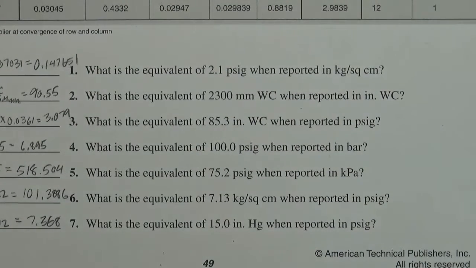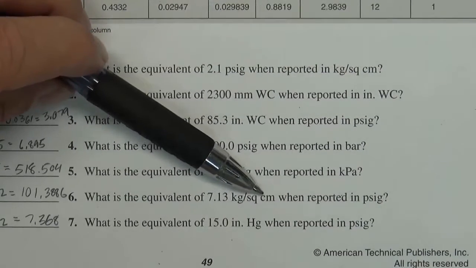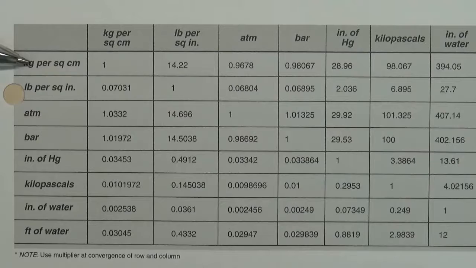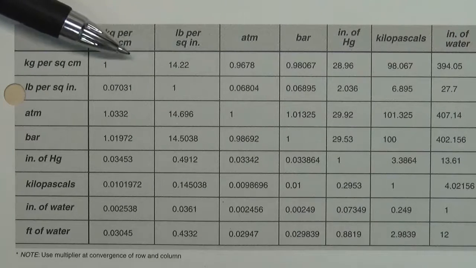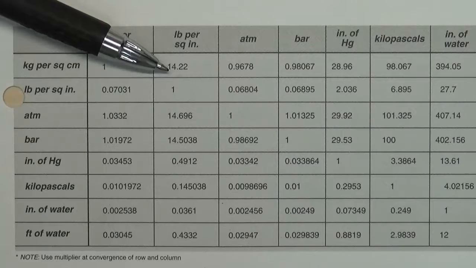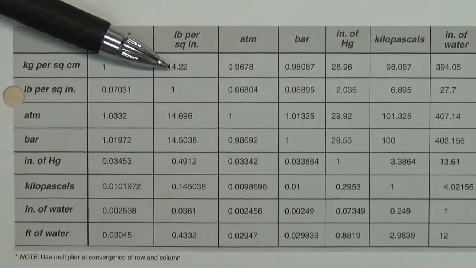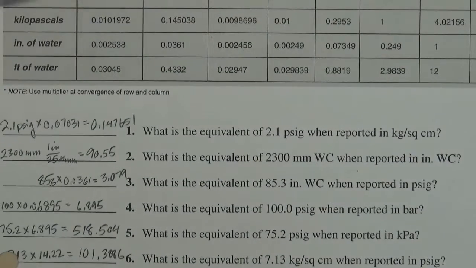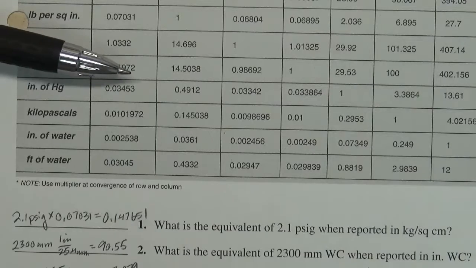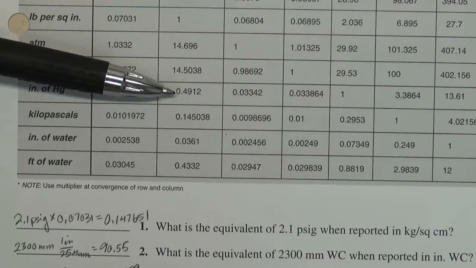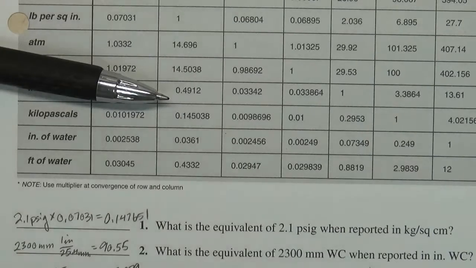Okay, number 6. What's the equivalent of 7.13 kilograms per square centimeter when reported in PSIG? Do we have kilograms per square centimeter? We do, it's this first one. So I'm going from this to PSIG, and there it is right there. I'm just going to take my 7.13 times 14.22, and I'm going to end up with 101.34, just about. Okay, number 7. What is the equivalent of 15 inches of mercury when reported in PSIG? Here, 1 inch of mercury is equal to 0.4912. So I just take 15 times 0.4912 and I get 7.368.